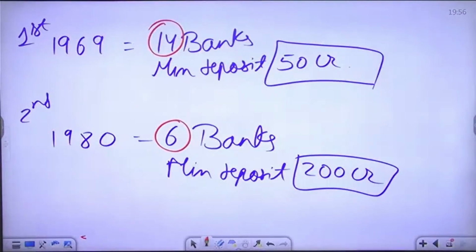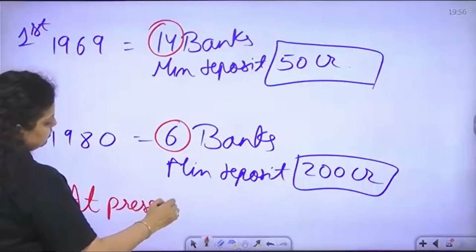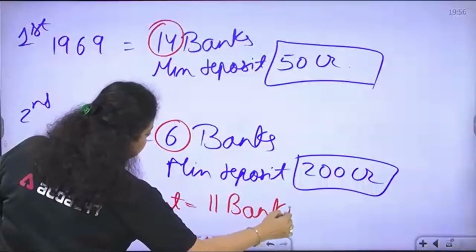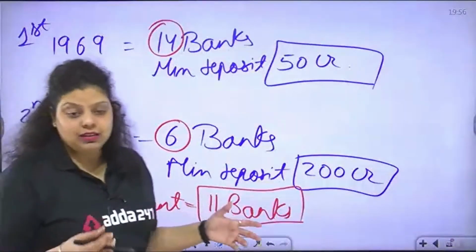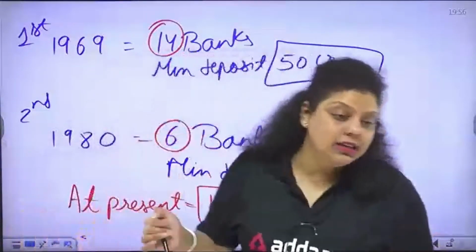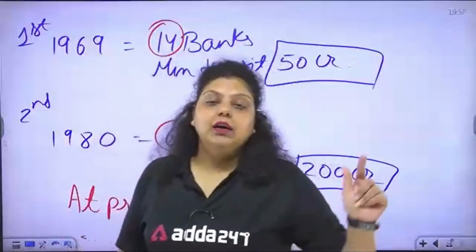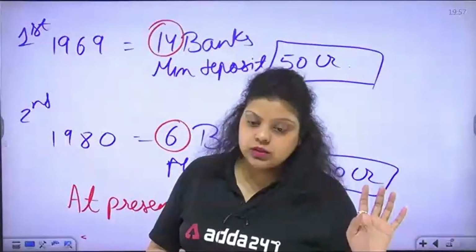Clear? But at present, we have only 11 nationalized banks in India. So where are the other 9 banks? They have been merged. Not 12, it's 11. 12 are the public sector banks in India, but the nationalized banks are only 11.